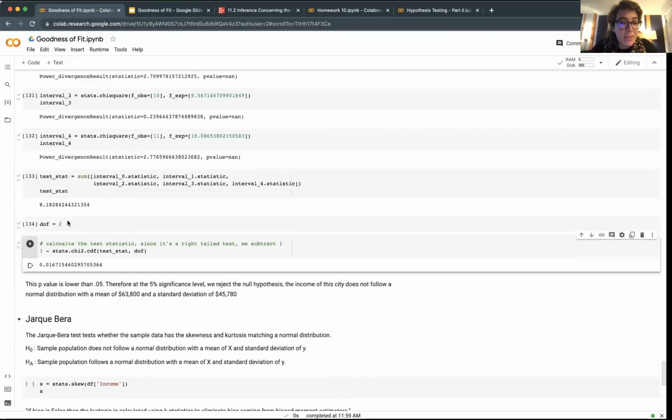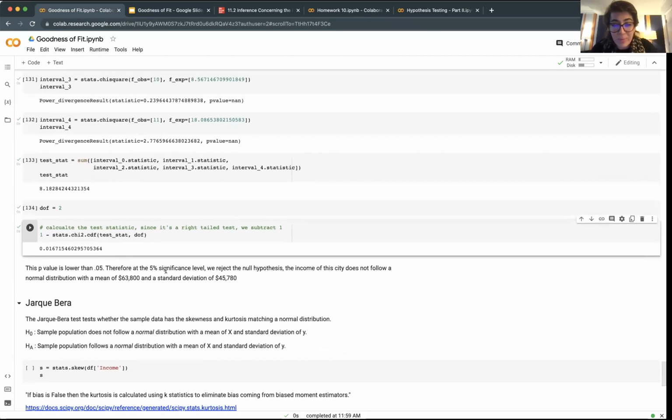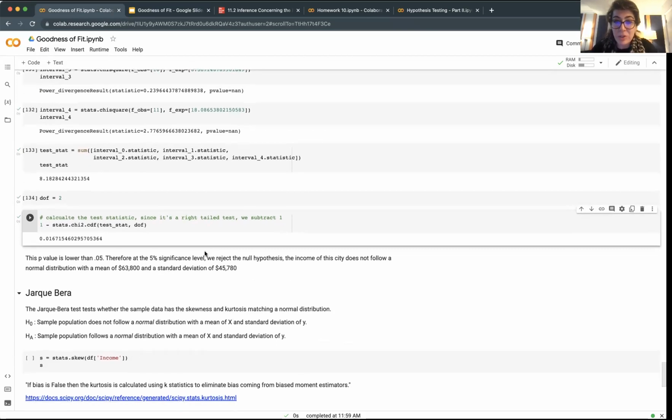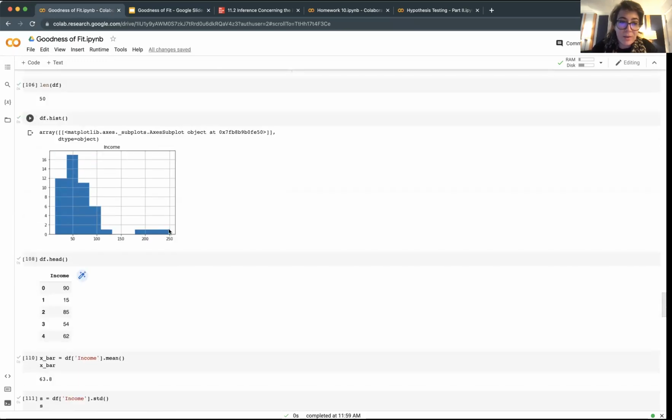So if we have that alpha, we would want to put that back in there, because this would be lower than 0.05. To say at the 5% significance level, we would be able to reject the null hypothesis and say the income of this city does not follow a normal distribution, because we see so much of this positive skew to the right.